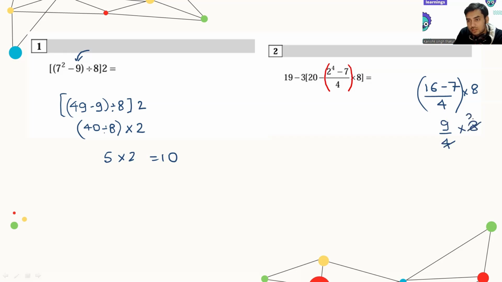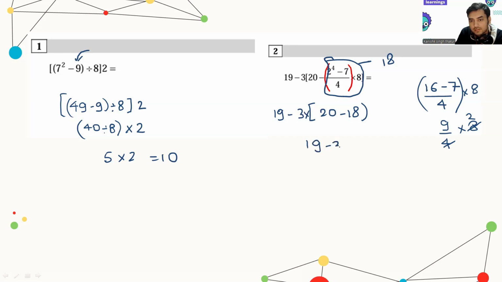16 take away 7 is 9, over 4 times 8. So how much is it? 2. So how much is it? 18, right? So this whole thing is giving me 18. So I'll write 20 take away 18, and 19 minus 3 times 20 take away 18, which is 2. So 6. So this will give me 13. I hope you must have got this, right?